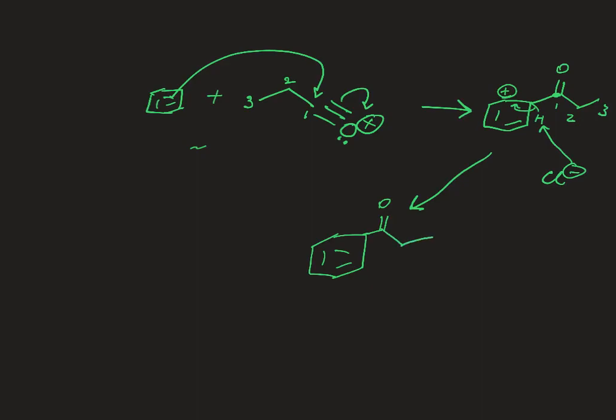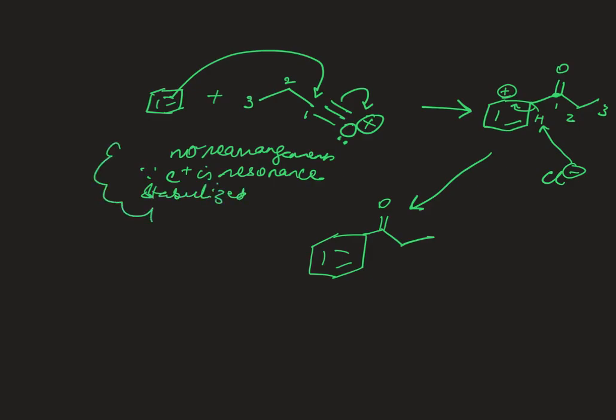So let's see if, out of the four battles that we had, we won another battle or not. One battle that we won was the problem of rearrangement, right? We said that there is no rearrangement here, since the carbocation is resonance stabilized. There is no requirement. I'm going to put that in the thought bubble.